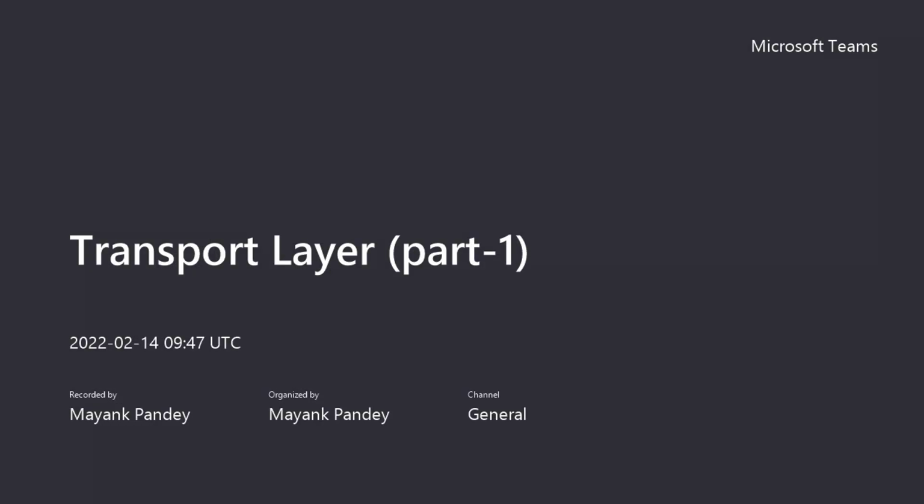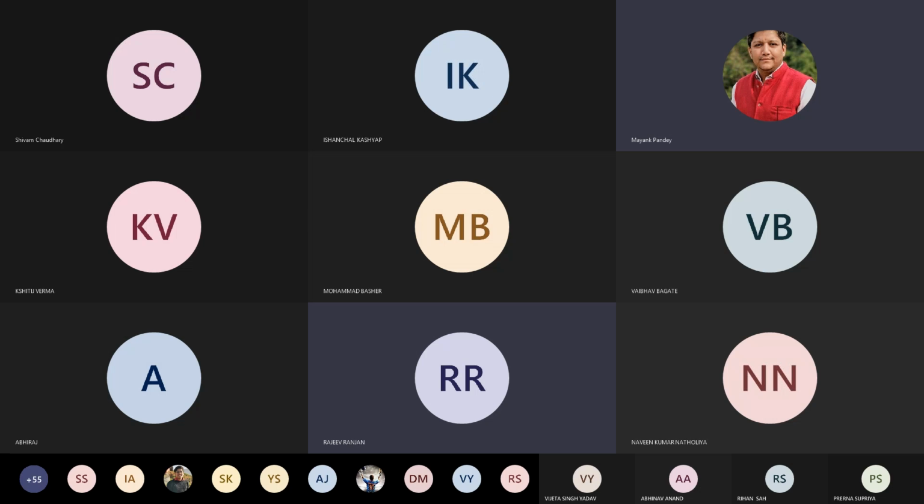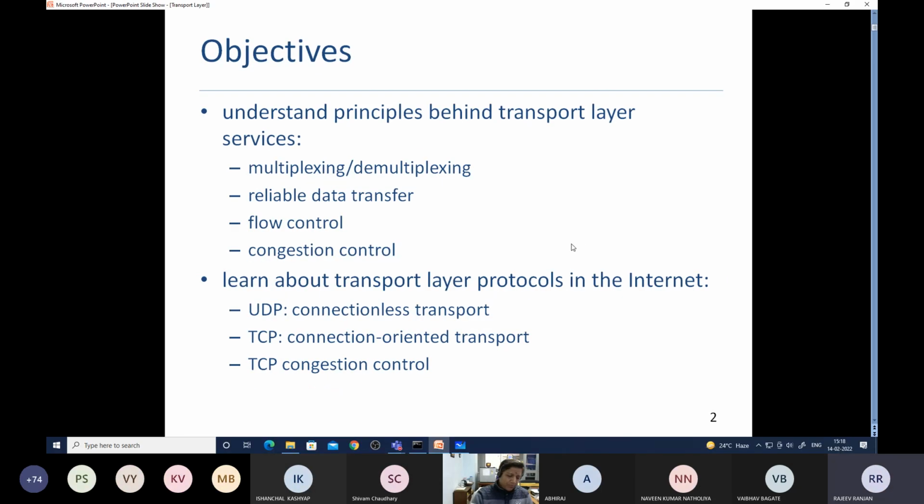Transport layer: what is the goal of the transport layer, and what is the objective of this lecture? It's a group of lectures. We need to understand the principles behind transport layer services. Basically, there are four important objectives once you design a transport layer protocol. Obviously, we know that there are two types of transport layer protocol in our TCP/IP protocol suite. One is UDP and another is TCP. We'll be seeing both of them.